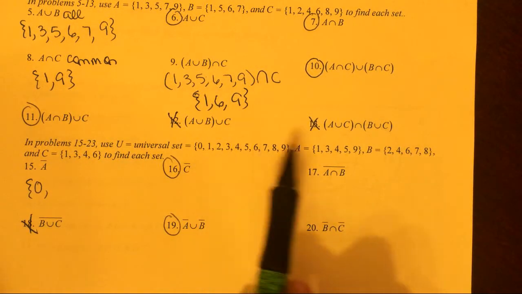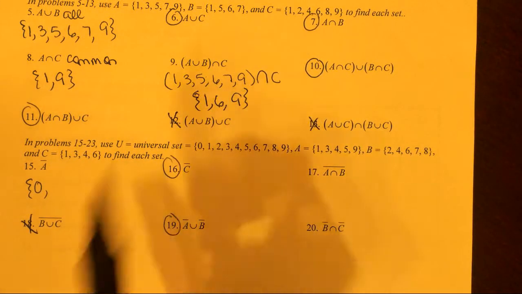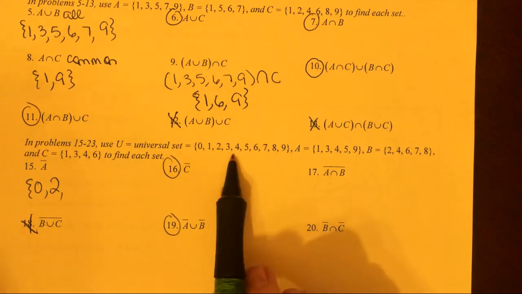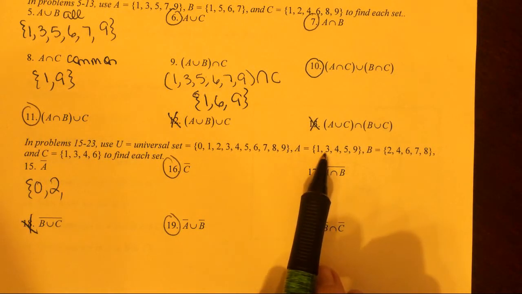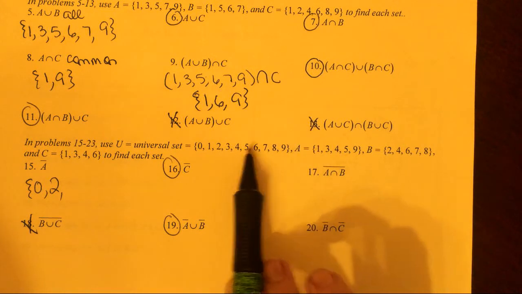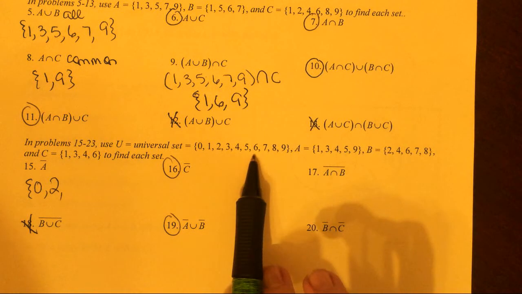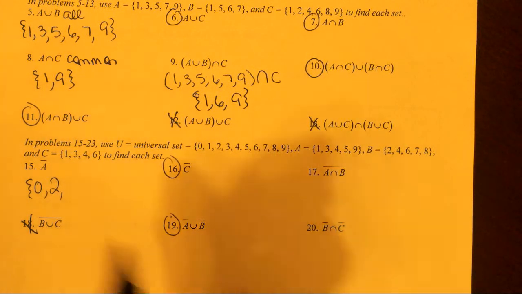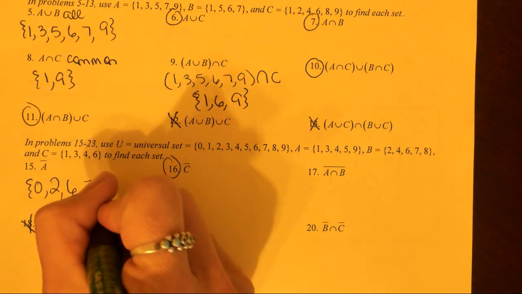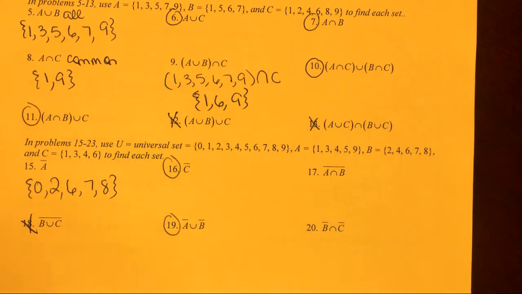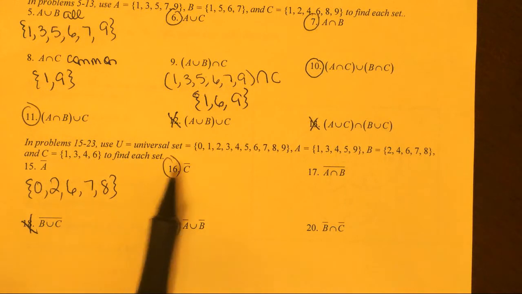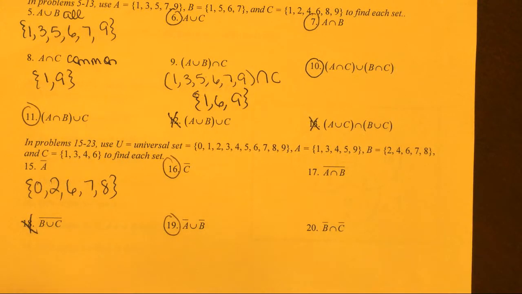So I write it. 1's in both, so I don't write it. 2 is just in the universal. 3 is in both, so I don't write it. 4 is in both. 5 is in both. Hey, 6, 7, and 8 are not, so I write those down. Okay, so that's how you do a complement. You're going to do the same thing for 16. Let's go look at number 17.